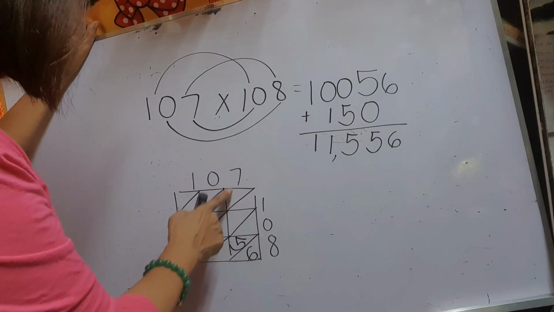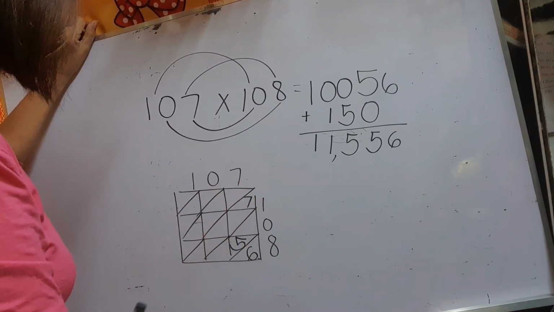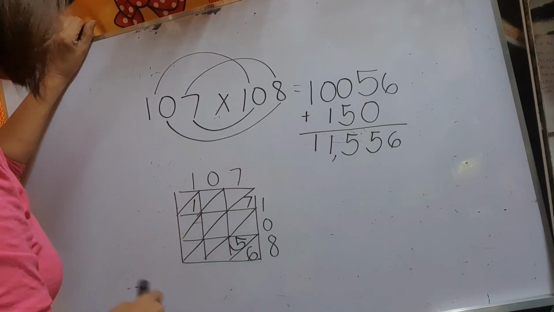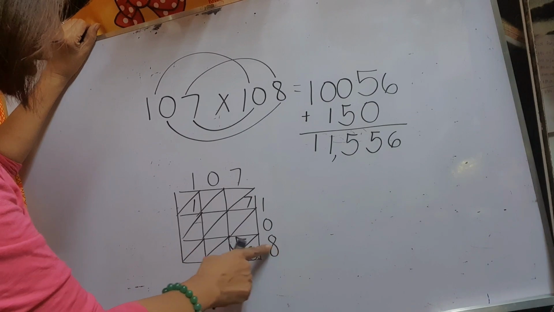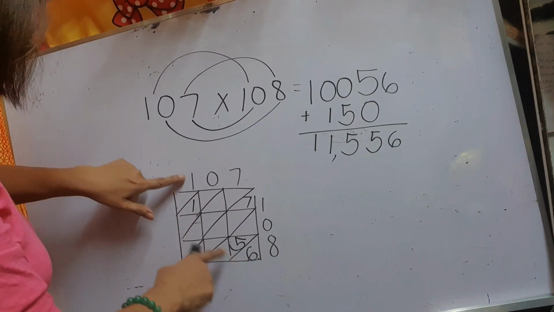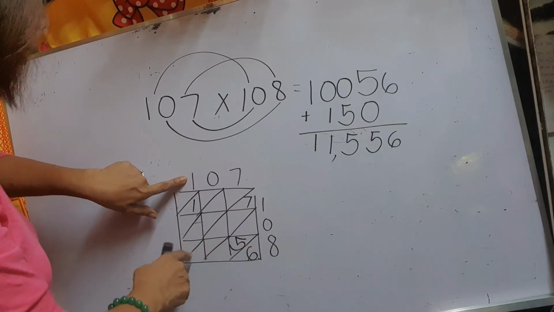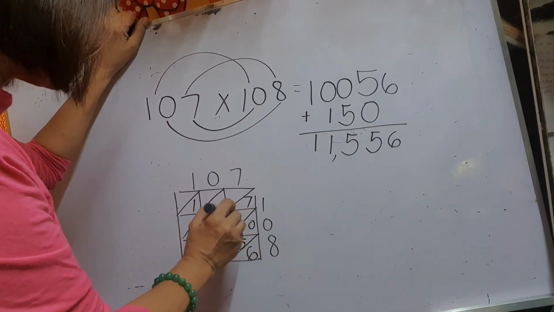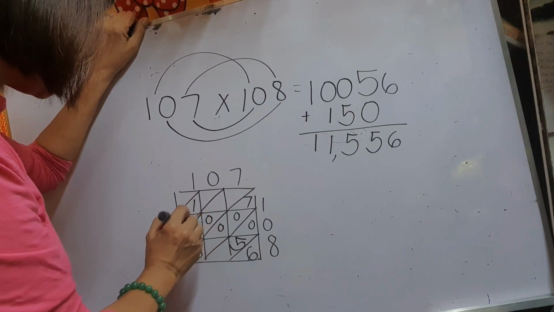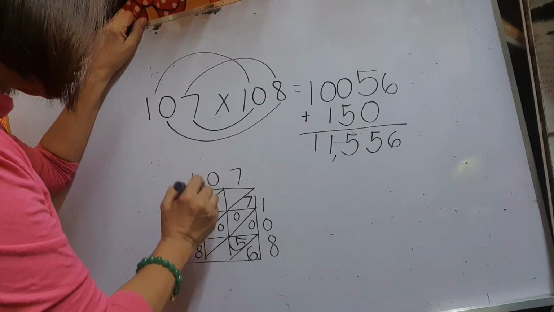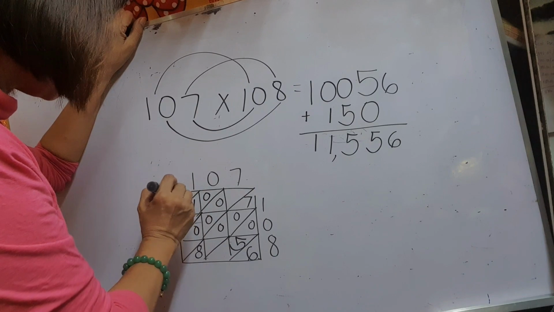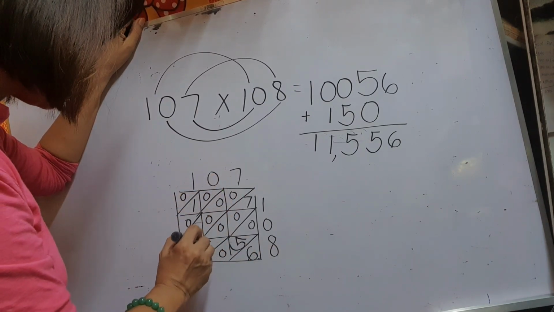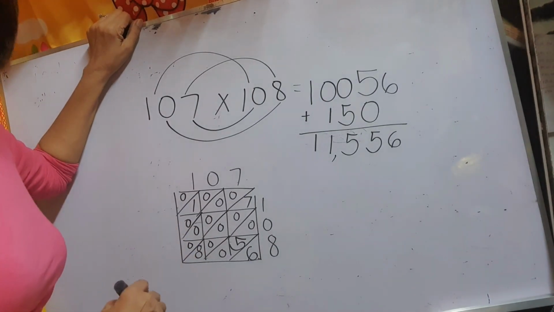7 times 0, 0. 7 times 1 is 7. And then, here we have 1 times 1 is 1. And then, here 0. And then, 8 times 1. Ayun o. 8 times 1. Okay. So, lagyan natin ngayon dito yung 8. Okay, so dito kung mapapansin nyo, ito 0 na to. 0 times 1, 0. 0 times 1, 0. Ito 0 to. Kasi wala yung sa ibabaw, diba? Then here, 0 times 8 is 0. Okay, so yun. Kita nyo, ha?